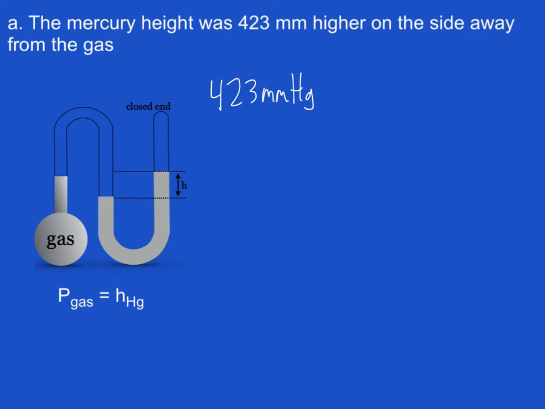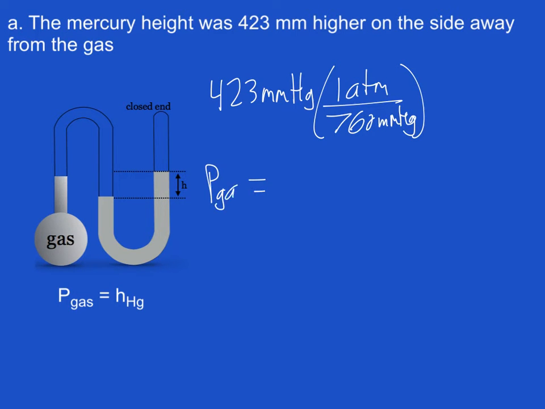If we want to give the answer in atmospheres, we're just going to simply convert that: 1 atmosphere over 760 millimeters of mercury, and we're going to come out that the pressure of the gas is equal to 0.557 atmospheres. Okay, we're going to go to 3 significant figures here, so you would get 0.55657, and you just round that to 0.557. So this is the pressure of the gas.